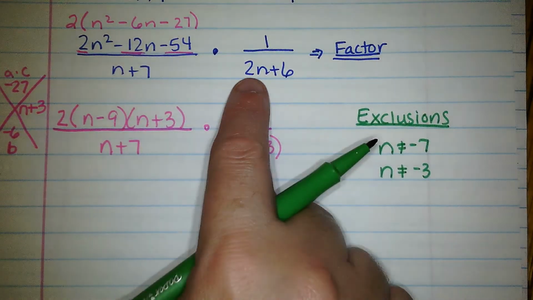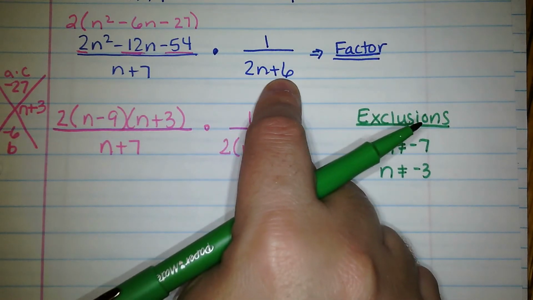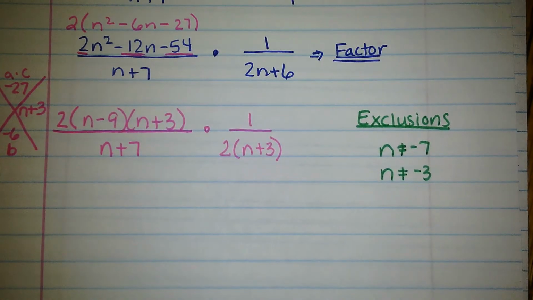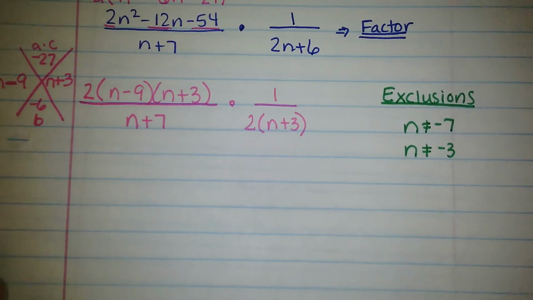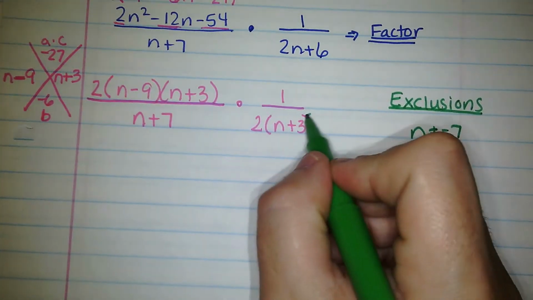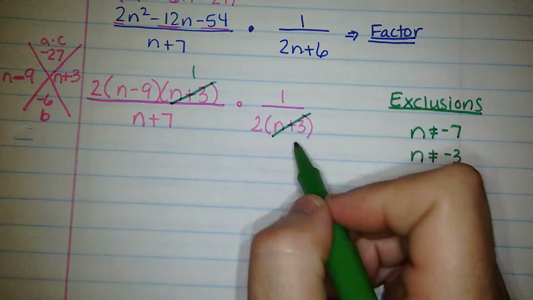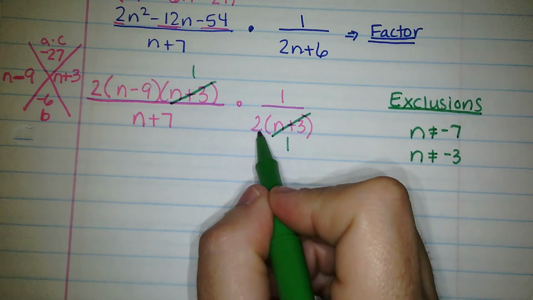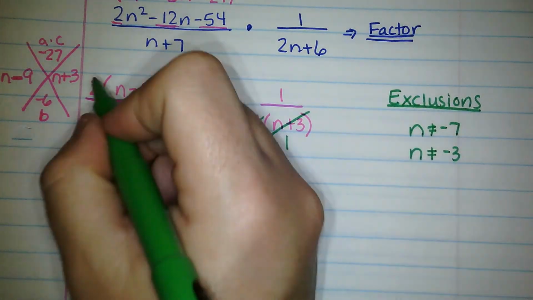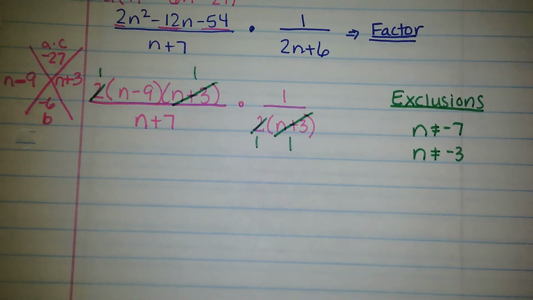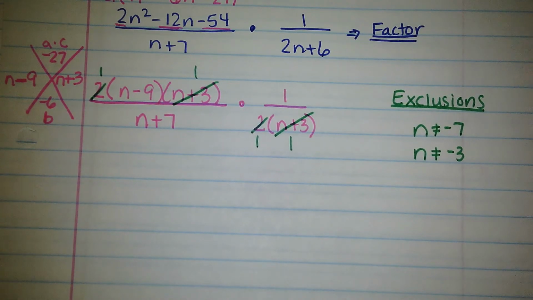That's why I say factor first, because it's easier to find them. You could set this binomial equal to 0 and solve. You'll still get negative 3, but it's just easier to pick out when it's factored first. So our exclusions are done. Now we can reduce. So I've got n plus 3 and n plus 3. And I've got a 2 on the outside here and a 2 on the outside over here. So I'm going to reduce those 2's because they're both singles and on the outside. But there's nothing else we can reduce.